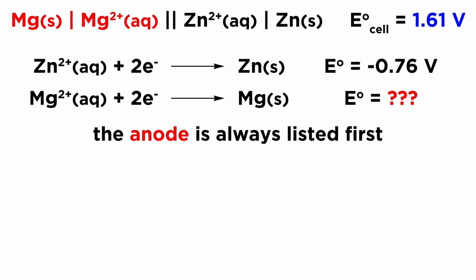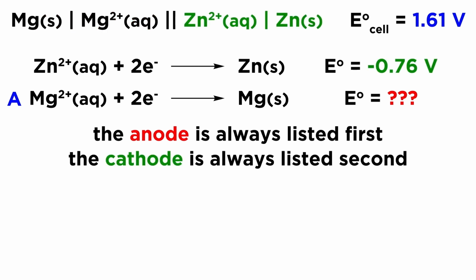Well, we know that with cell notation, we are always listing the anode half reaction first. This means that magnesium is oxidized at the anode to produce magnesium 2 plus. Then on the other side of the double lines is the cathode half reaction, which means zinc 2 plus is reduced to produce zinc solid.